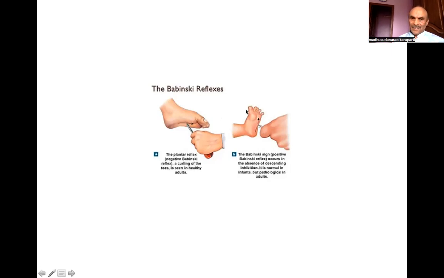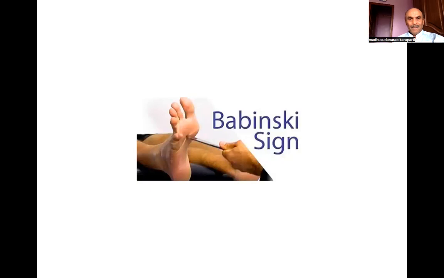This indicates there is a contraction of the extensor hallucis longus and extensor digitorum longus, because sensory signals are going beyond the S1 segment to involve the lumbar 5 and lumbar 4 segments, because of loss of inhibition from the corticospinal fibers. This is again the positive Babinski sign.